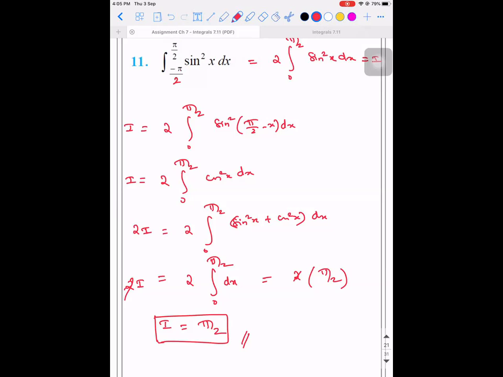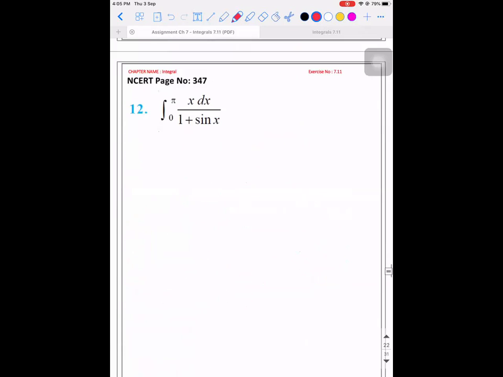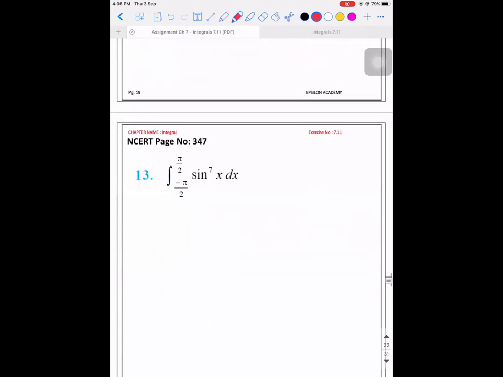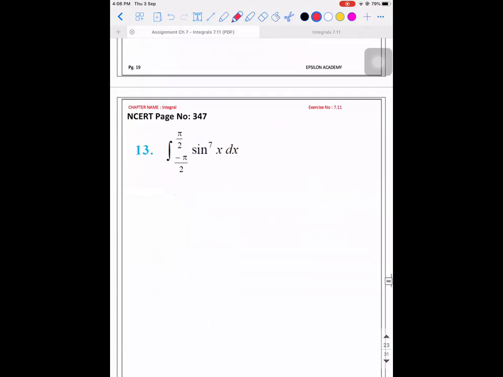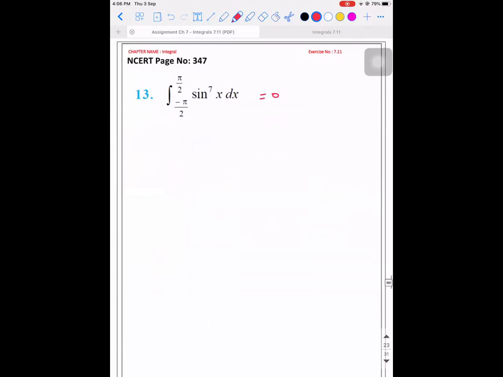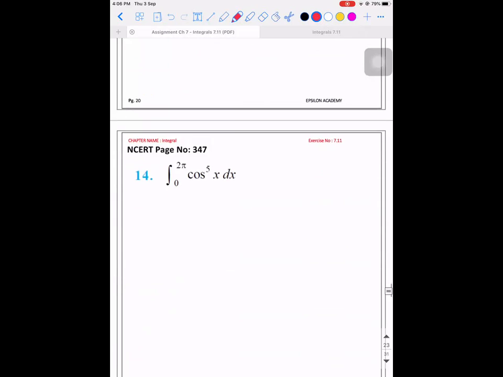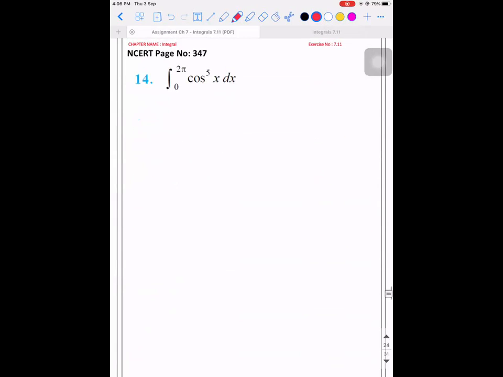Okay. So next one. So integral of 0 to pi. Did you guys do this? So same logic. 0 to a, f of a minus x dx. You will get the answer. With the hope that you got, I'm going to the next one. So 13th, I hope you guys would have done. So it's an odd function. Answer is 0. 14th. Yes. How to do the 14th one?